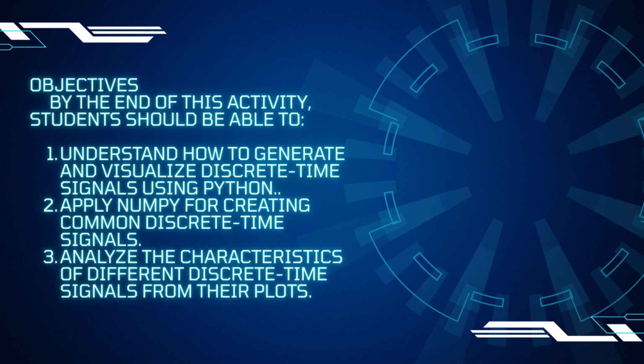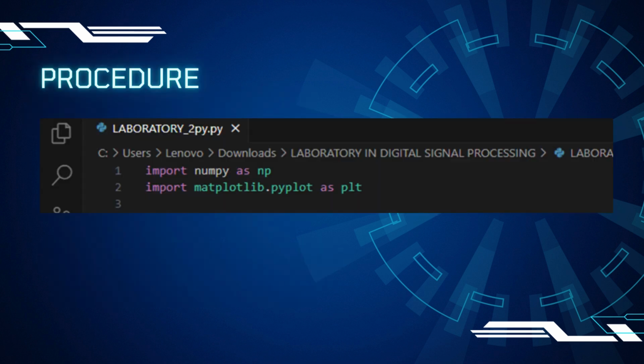The main objective of this laboratory activity is to generate different discrete time signals using NumPy and then visualize them using Matplotlib. By doing this, we can compare how each type of signal behaves, whether it's constant, increasing, decaying, or oscillating. First, we will import the libraries we will need.